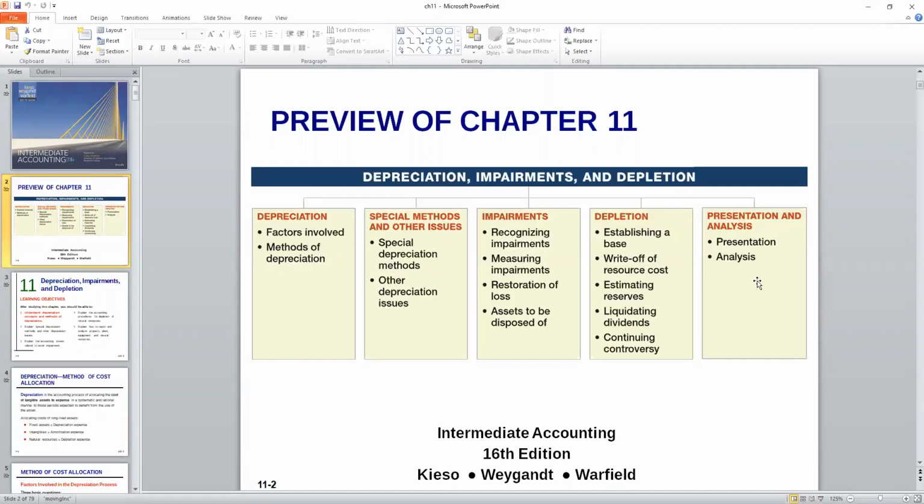So we would like to match the value and the utilization that we get from our assets over the period that they benefit. And so depreciation and depletion is really the basis for that.